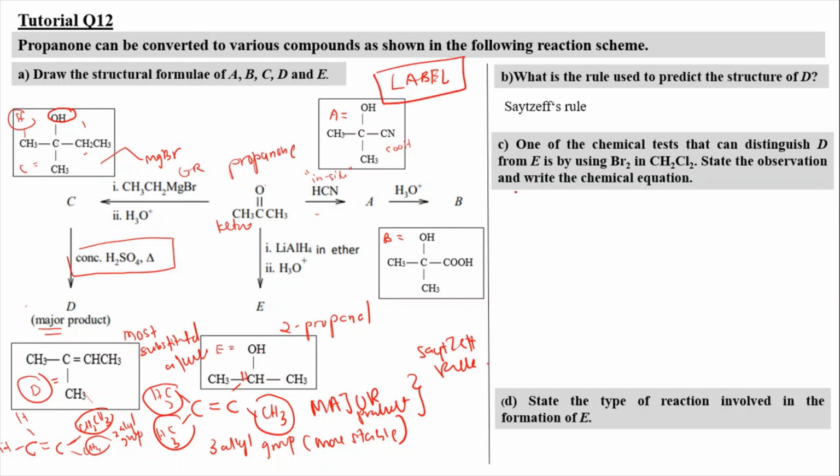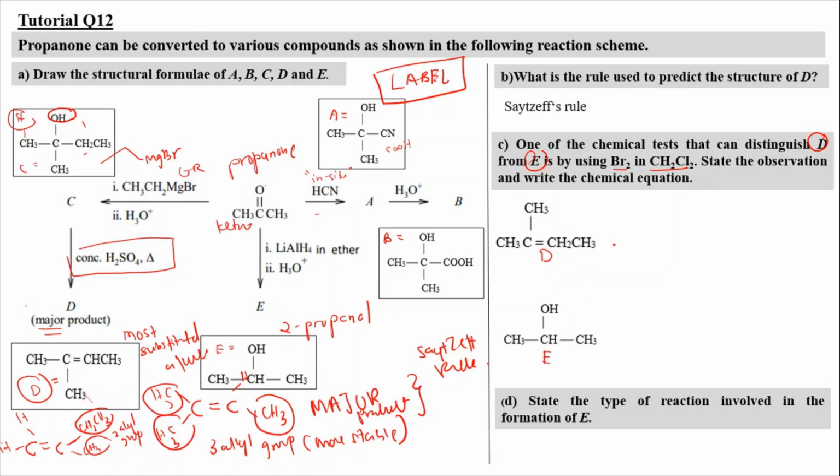Now for 12C, one of the chemical tests that can distinguish D and E is by using Br2 in CH2Cl2, which is the dichloromethane, which is the inert solvent. We have to state the observation and write the chemical equation. So D is the alkene and E is an alcohol. So D is an alkene, and so write D here, and then this one E is an alcohol.